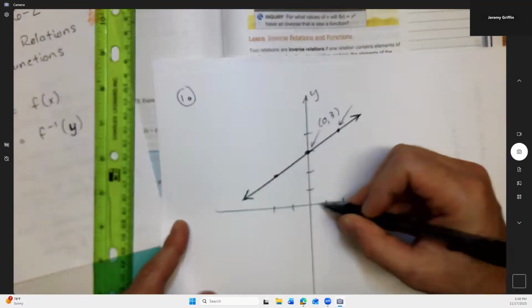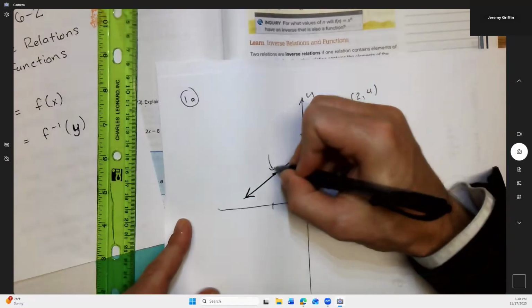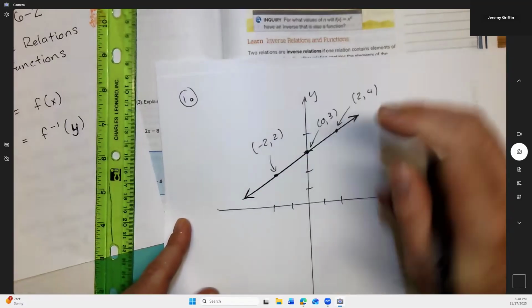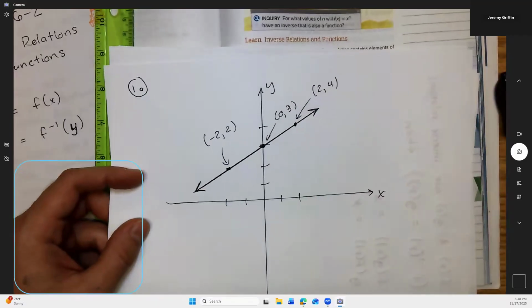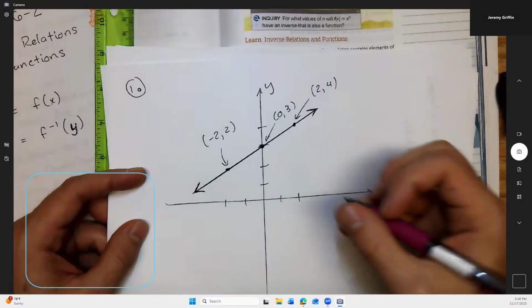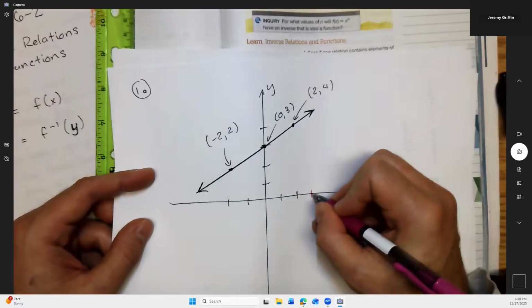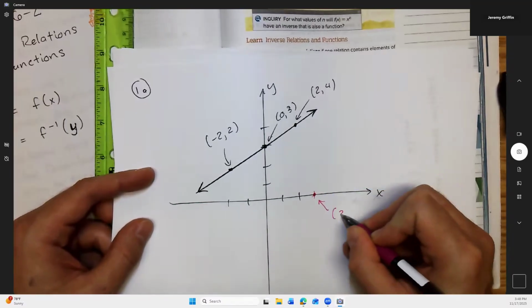And this point right here could be 2, comma 4. And this point right here could be negative 2, comma 2, right? And we have a linear relationship that goes through all those. Well, if you want to find the inverse, all you have to do is swap all the x and y values. So instead of 0, 3, what if it had 3, 0? So that could be a point on the inverse graph, 3 comma 0.